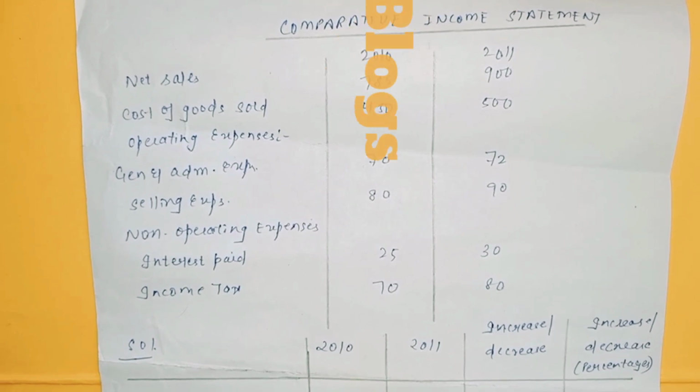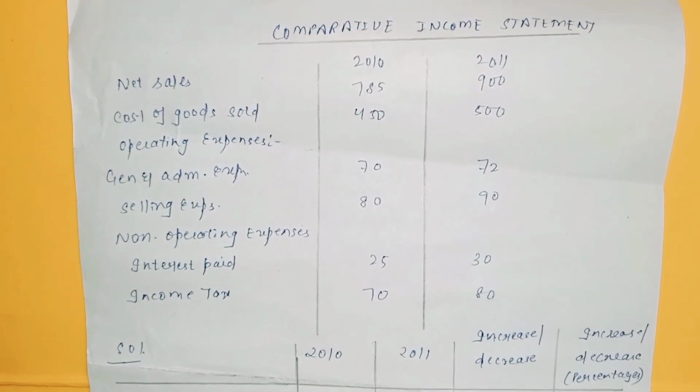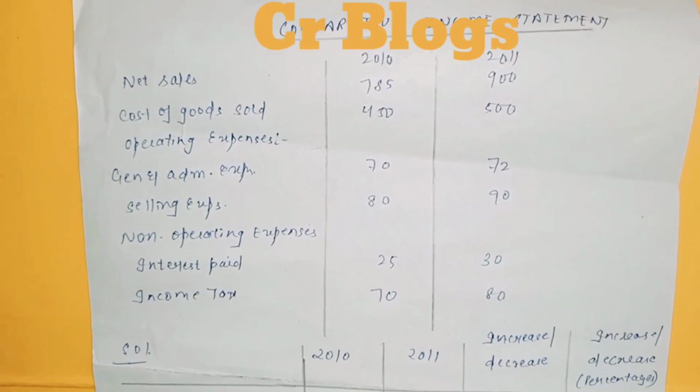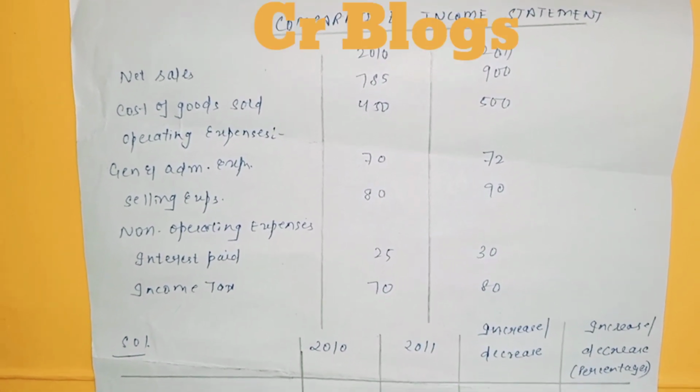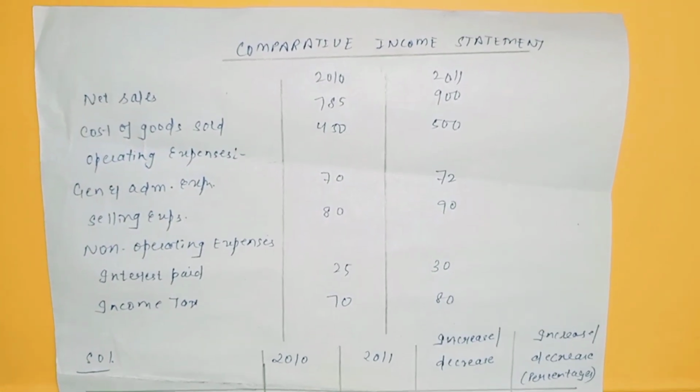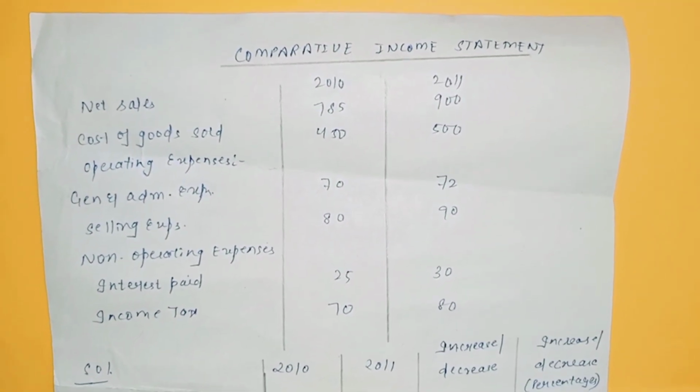Like comparative balance sheet, income statement also has 4 columns. The first 2 columns give the figures of various items of 2 years, and the third and fourth columns are used to show the increase or decrease in the figures in absolute amounts and percentages. So let us come to the question.